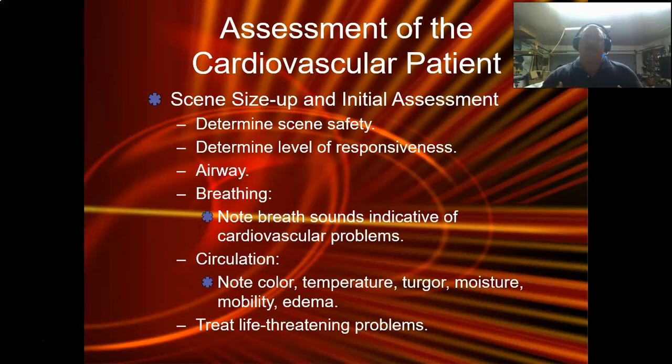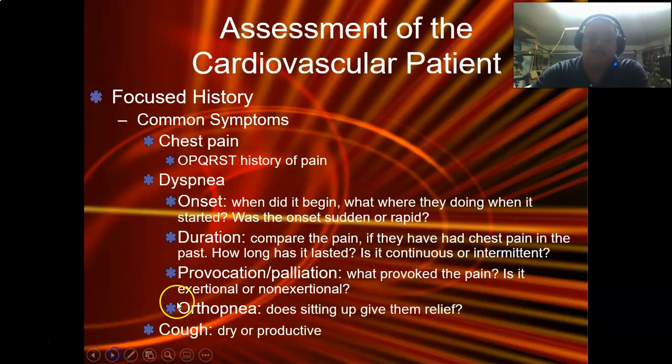And again, treat your life-threatening problems. If they don't have a pulse or a blood pressure, you have to treat that. If they're having severe shortness of breath, or there's a problem with the airway or breathing, you have to fix it.